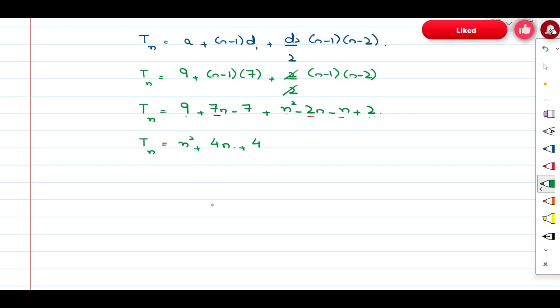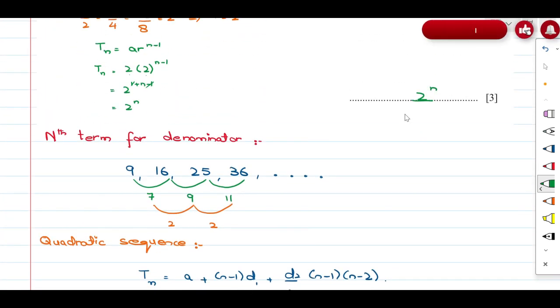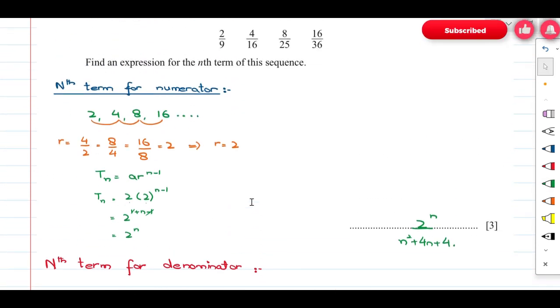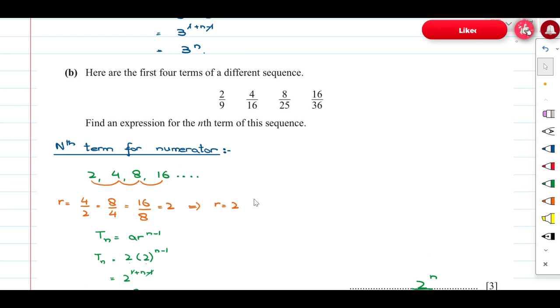So this is the nth term formula for the sequence in the denominator: n square plus 4n plus 4. This is a tricky one, right? This is how you need to deal with a fractional sequence.